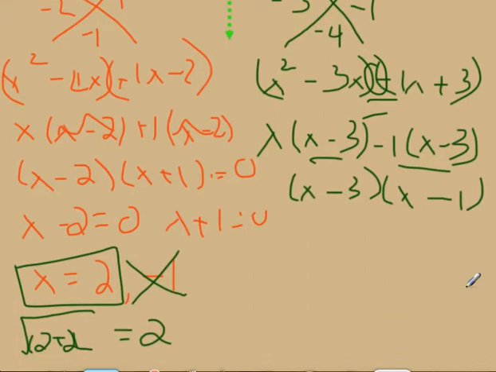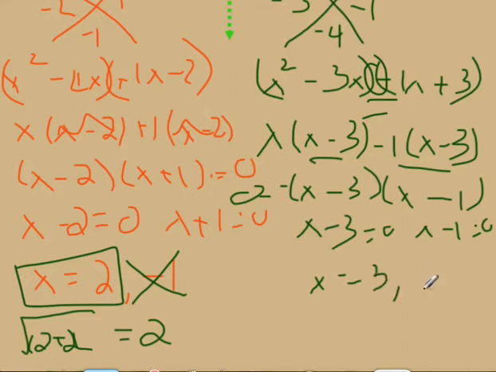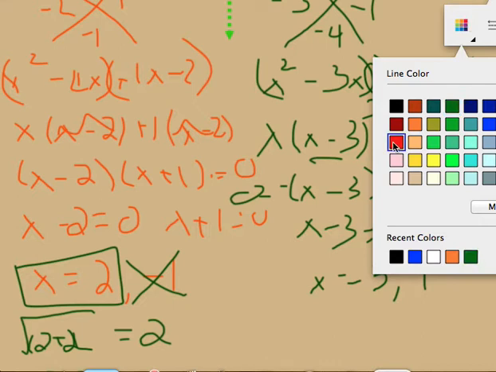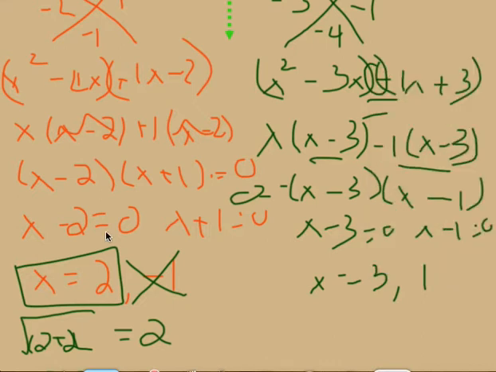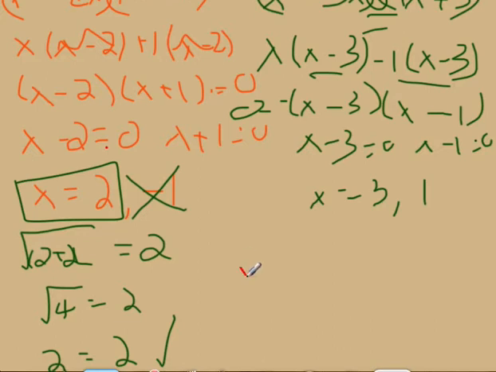Now that's set equal to 0. So I need to set both of those factors equal to 0. So x minus 3 is equal to 0 and x minus 1 is equal to 0. So I end up getting x is equal to 3 and x is equal to 1. Now before I go any further and call this problem good, I need to go back and check it. So my original was the square root of 4x minus 3. So I'm going to go ahead and plug that in.